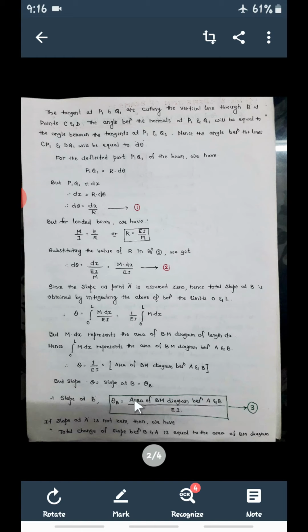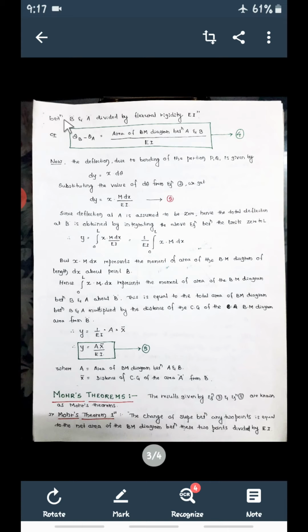Now what we assumed? Assuming the slope at A is 0. Now if the slope at A is not 0, there is some value. If the slope at A is not 0, then the total change of slope between B and A is equal to the area of the bending moment diagram between B and A divided by the flexural rigidity EI.